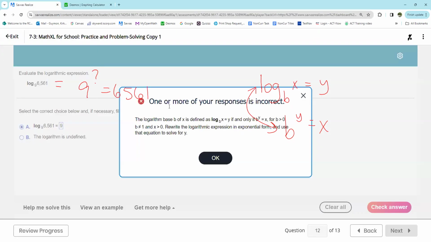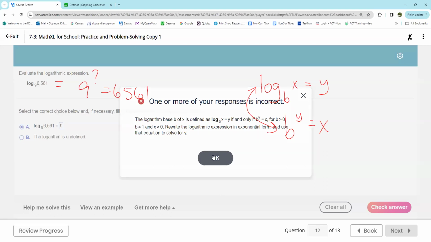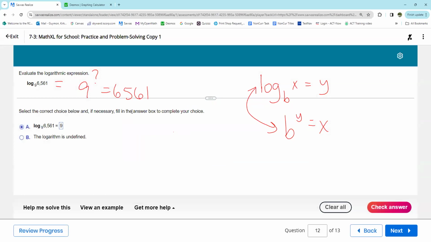What did the directions say? Maybe I didn't read everything again. Logarithm base, change it to the exponent. B has to be greater than 0, x greater than 0. We write the logarithm expression in exponent. Oh, was that we're supposed to select the choice below, fill in? Evaluate. It says evaluate.